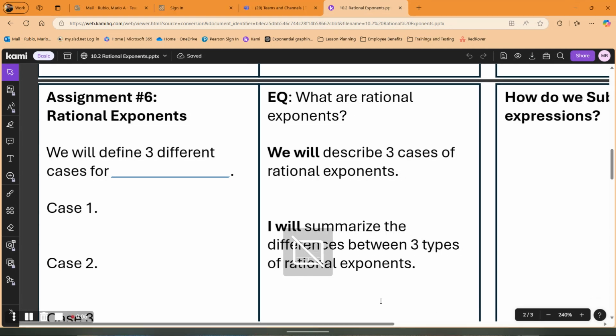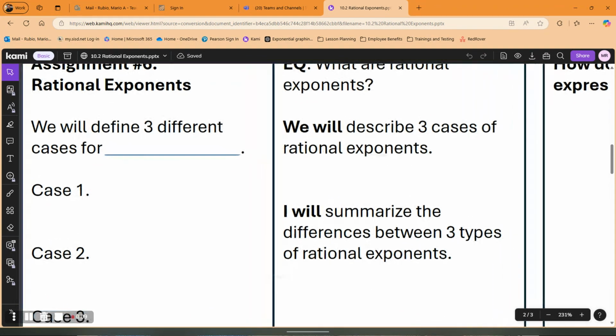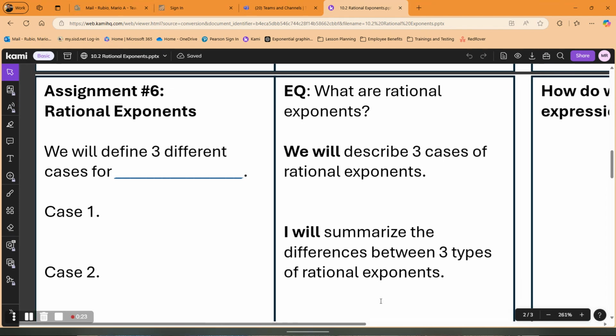We're going to go ahead and do the notes part. You should have set this up in your notebook yesterday. I showed you how to do that in class. And now you guys are going to have to write this in. I typed it out so that you can read it easier, but I do expect you guys to write all this down. Rational exponents, we will define three cases for.